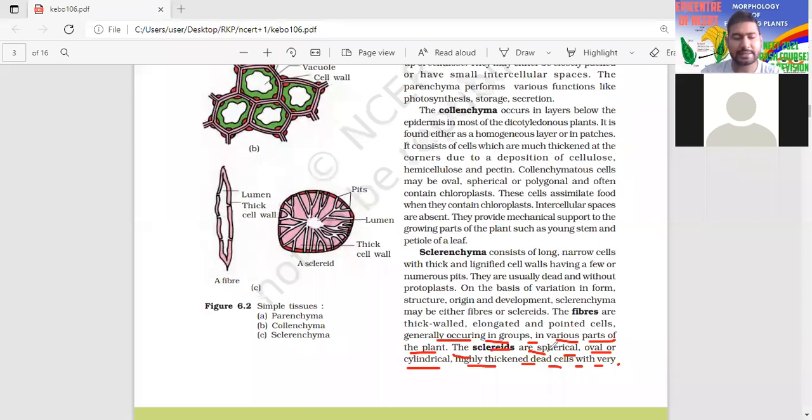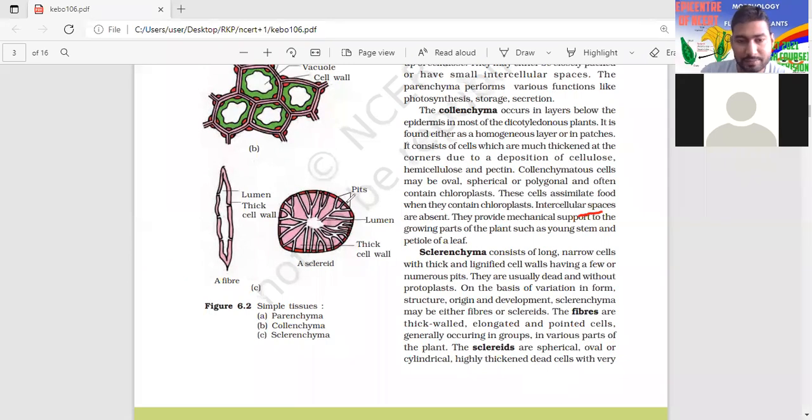You can write here the example: jute, flax, and sun hemp. These are the plants from which we generally obtain the fiber. Sclereids are very important, and these sclereids you can read.